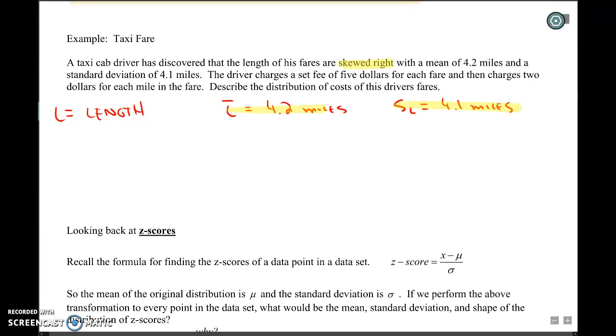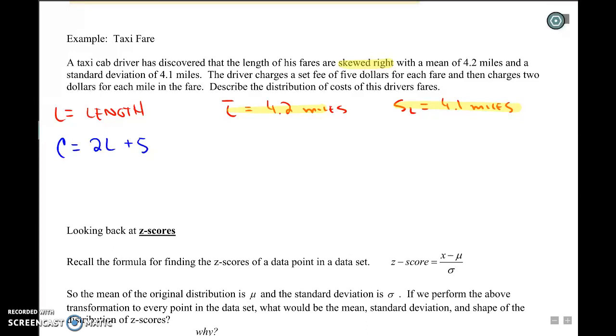The driver charges a set fee of $5 for each fare and then charges $2 for each additional mile of the fare. Describe the distribution of costs. So now I'm making a new variable, costs, which is going to basically take my length variable. I'm going to multiply the length by 2, because I charge $2 per mile, and then I'm going to add $5 to it. So I'm going to take 2 times L, and I'm going to add $5 to it. So this is what my cost variable would look like. So I'm doing 2 things to the length data set. Multiplying by 2, adding 5.